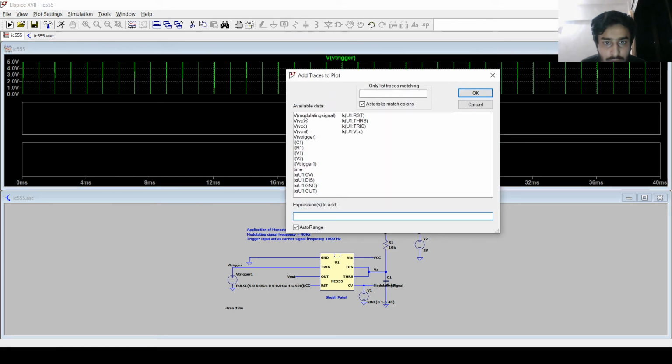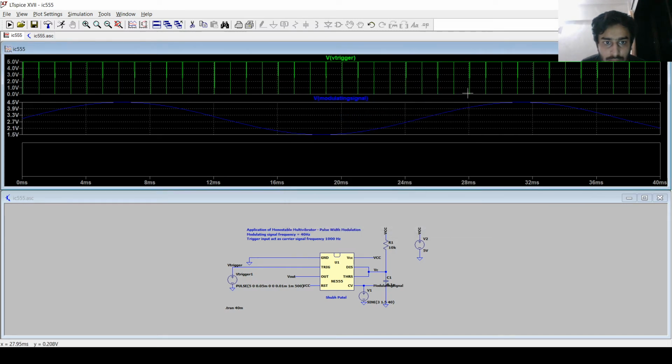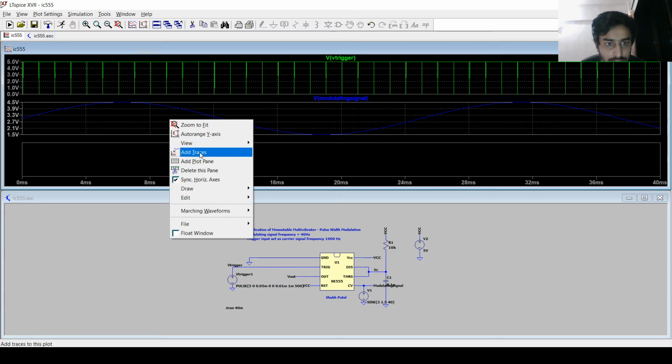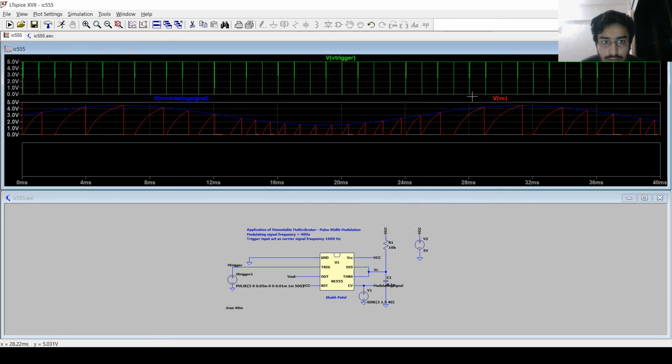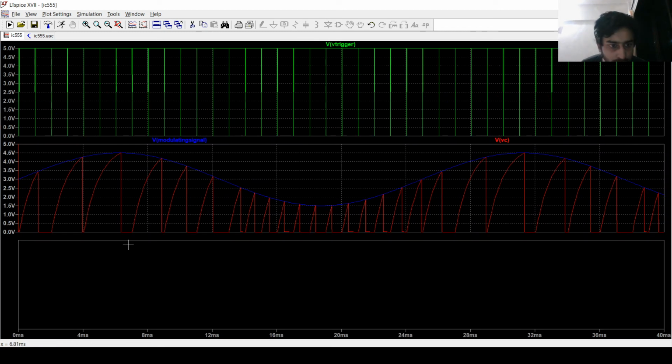and in the second plot we are going to have our modulating signal. As you can see, the time period of this modulating signal is too high, that's why the frequency is very much less. So this is our low frequency modulating signal. Let's add one more trace, which is the capacitor voltage, which is over here. So as you can see, the capacitor starts charging towards the highest maximum instantaneous value of the modulating signal.